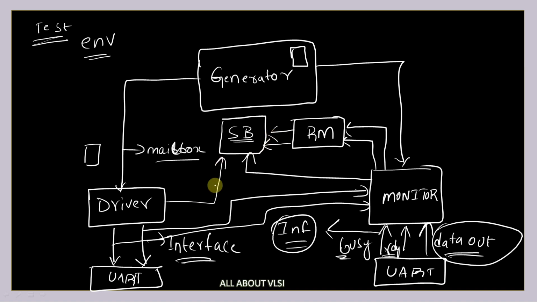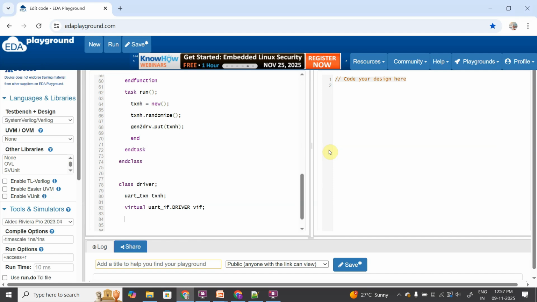We are also going to send the data to the reference model. Without sending it from the monitor, the driver is only going to send it to the reference model. Or else, if you want to send the data from the monitor also, you can do that. In my model, I'm going to send the data from driver to scoreboard and reference model. So first of all I'm going to declare those mailbox handles.